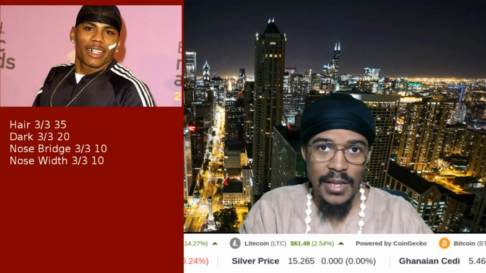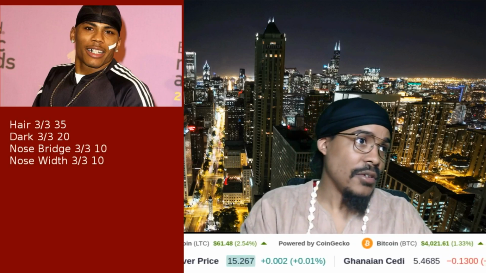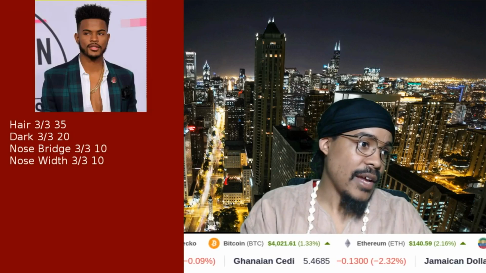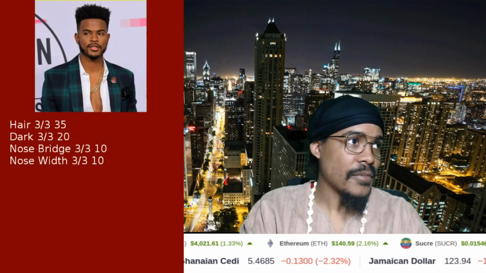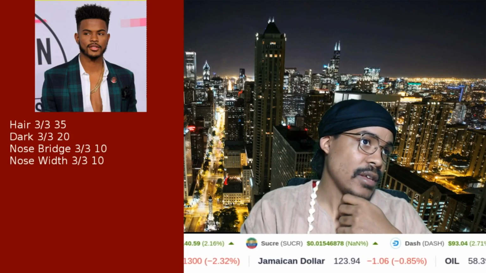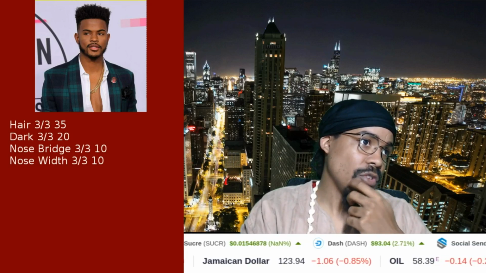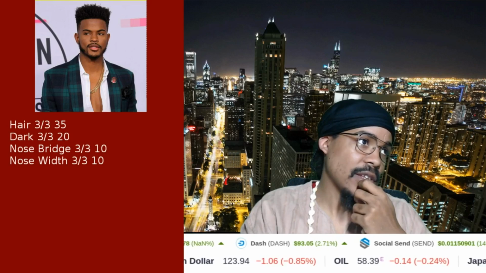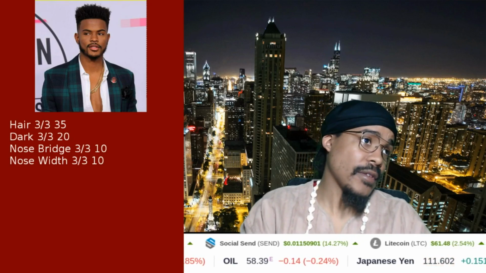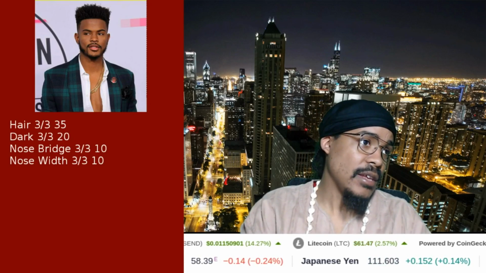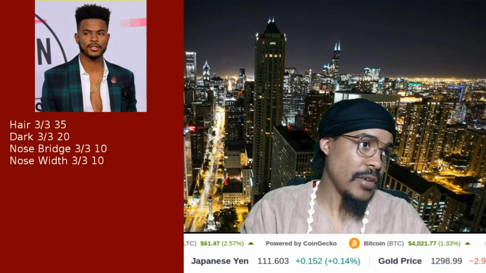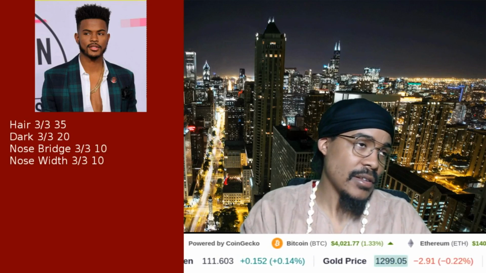Okay, so we're moving on from Nelly. He has that black nose. Next, it's going to be a level 2 nose width. This guy, I forget his name, from the new movie of Superfly, he has a level 2 nose bridge. Trevor Jackson is his name. Trevor Jackson from Superfly has a level 2 nose width. Since he's level 2, he would get 20 points. If he was level 3, he'd get what? 30 points. It's simple arithmetic.